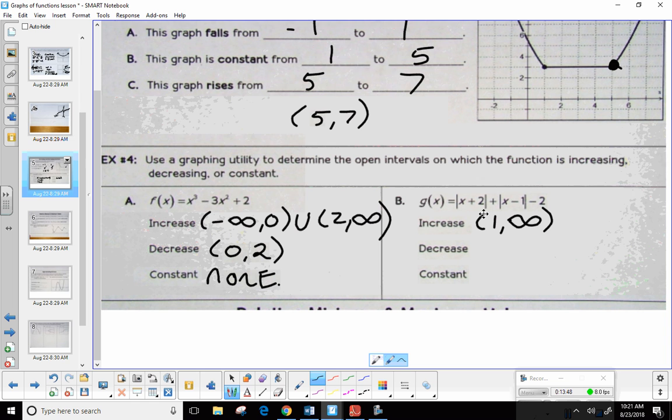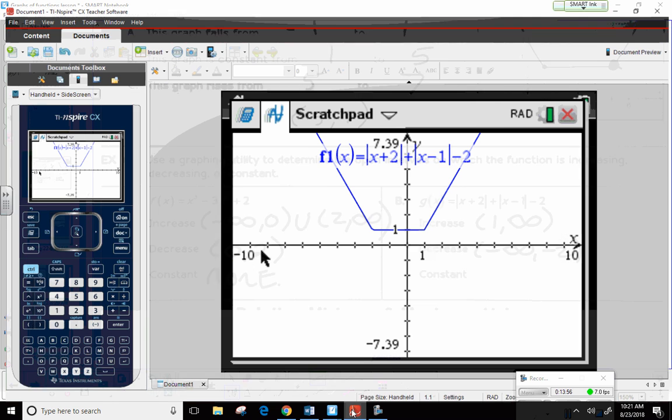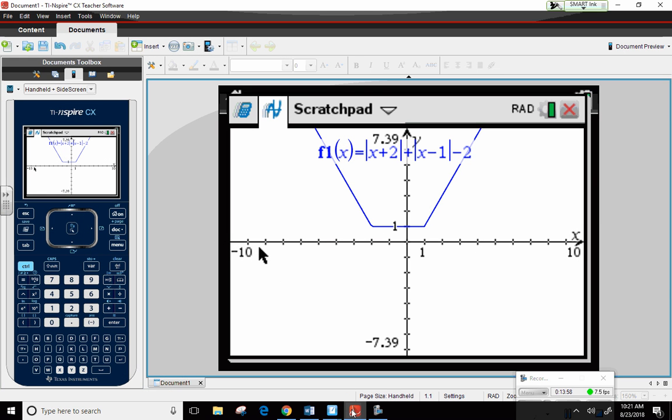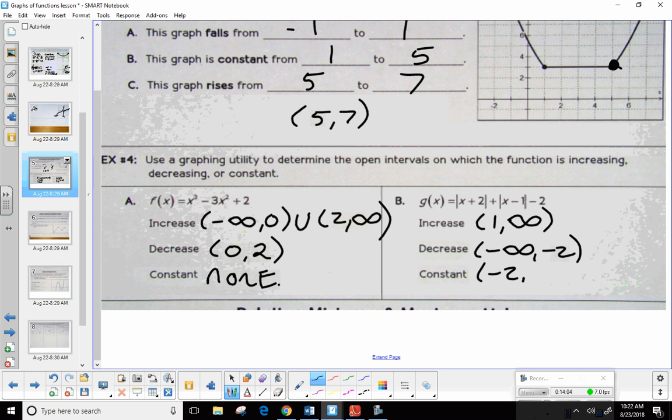Is there any place where he's going to decrease? Negative infinity to negative 2, yes. And did this guy have any place where the y's remain constant? Okay, where you had a horizontal segment. Negative 2 to 1. That's exactly right. Okay. Perfect. Good. Okay, questions?